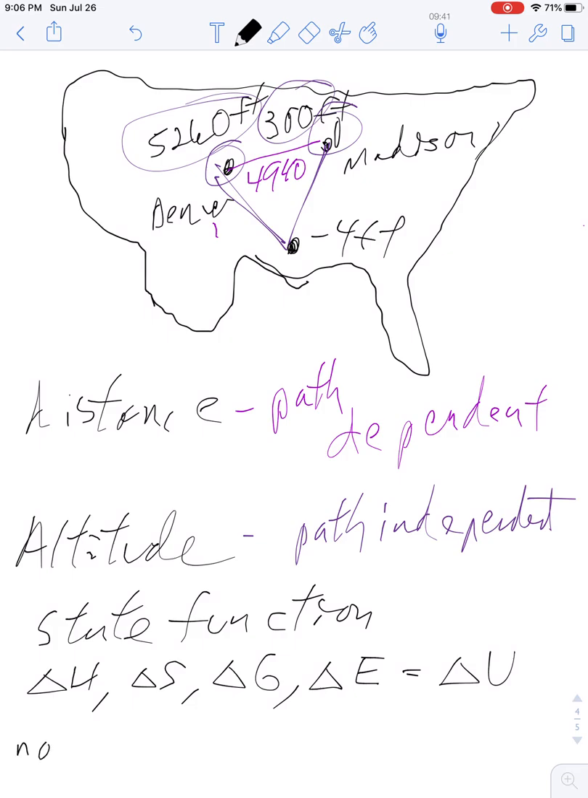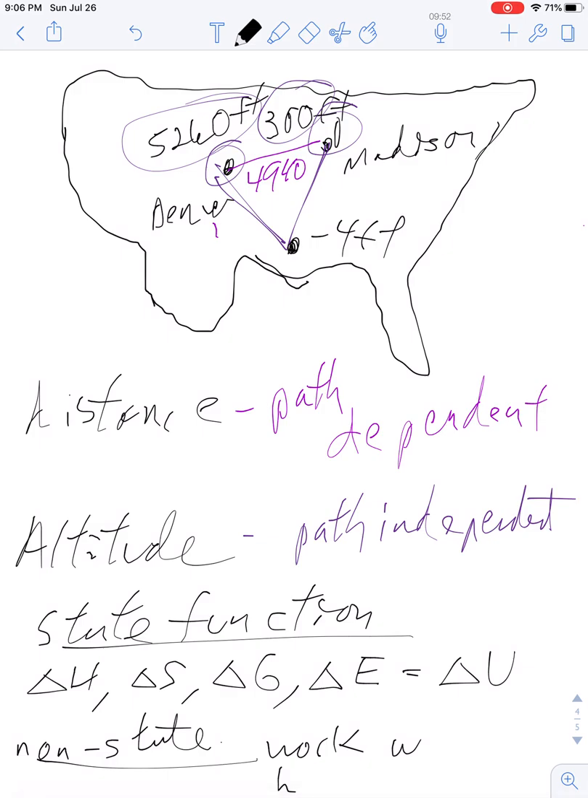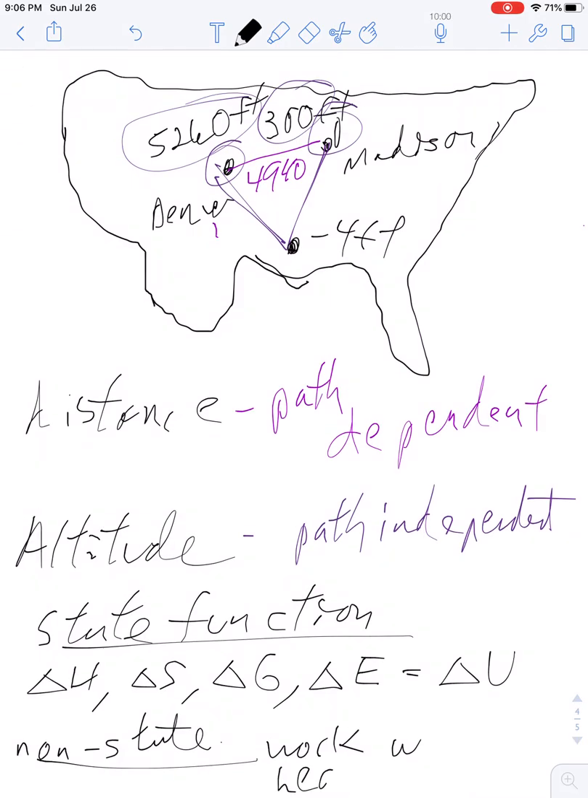Non-state functions are work and heat. The variable for heat is Q. It's a bad Q.